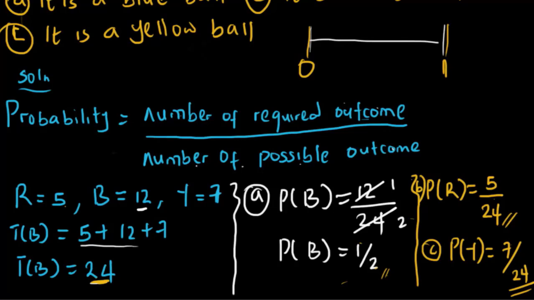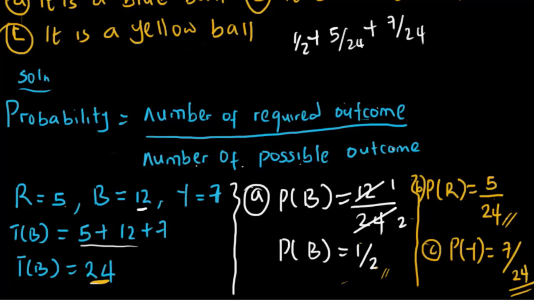Let's try to do that somewhere here. So we have probability of picking a blue ball is 1 over 2. Probability of picking a red ball is 5 over 24. Probability of picking a yellow ball is 7 over 24. So this is just us trying to confirm our answers. So we've got LCM is 24. 24 divided by 2 is 12. 12 times 1 is 12. 24 divided by 24 is 1. 1 times 5 is 5. 24 divided by 24 is 1. 1 times 7 is 7.